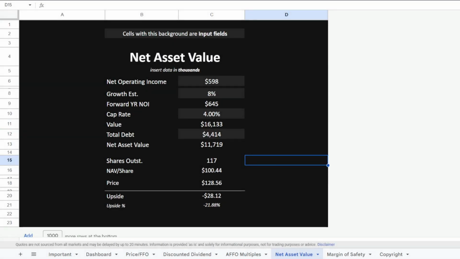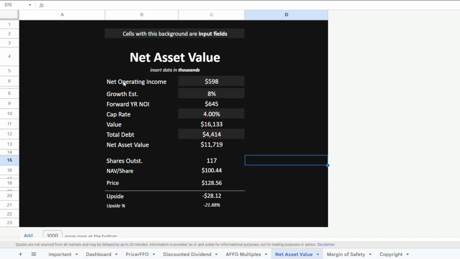And the last model that we'll be using is the net asset value model. Net asset value is a straightforward valuation model that estimates the fair value of a REIT based on the fair market value of its underlying assets minus its liabilities. The value of a REIT's assets is typically determined by the appraisals of its real estate properties. Net asset value can provide a good indicator of a REIT's intrinsic value.